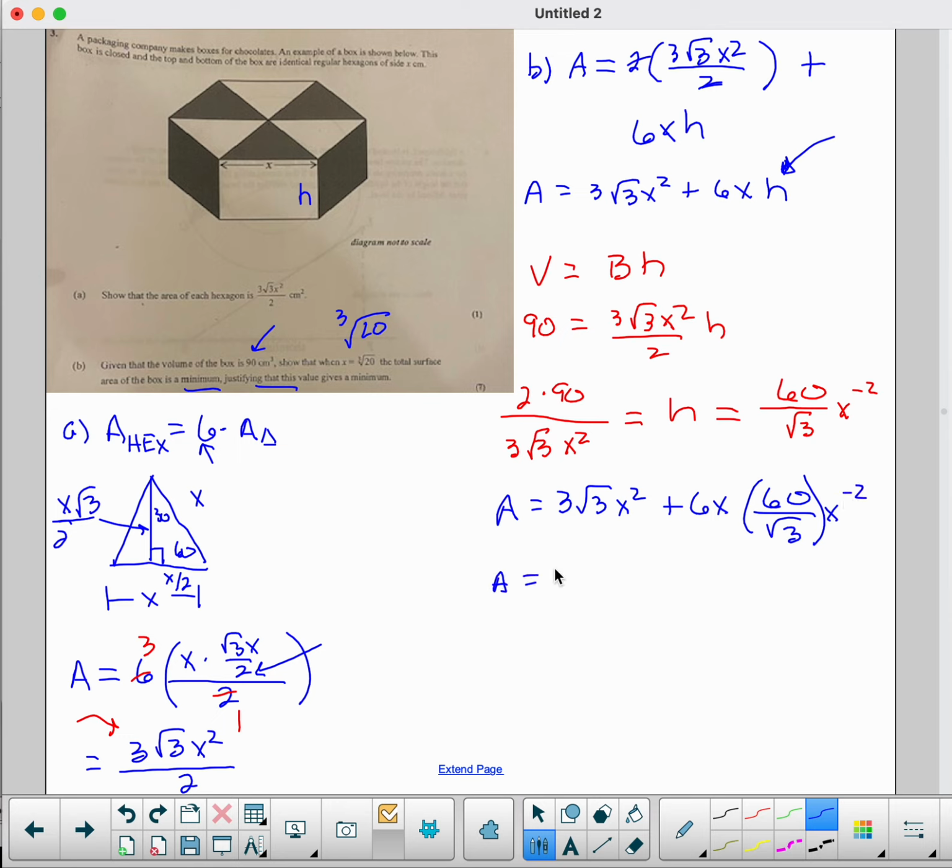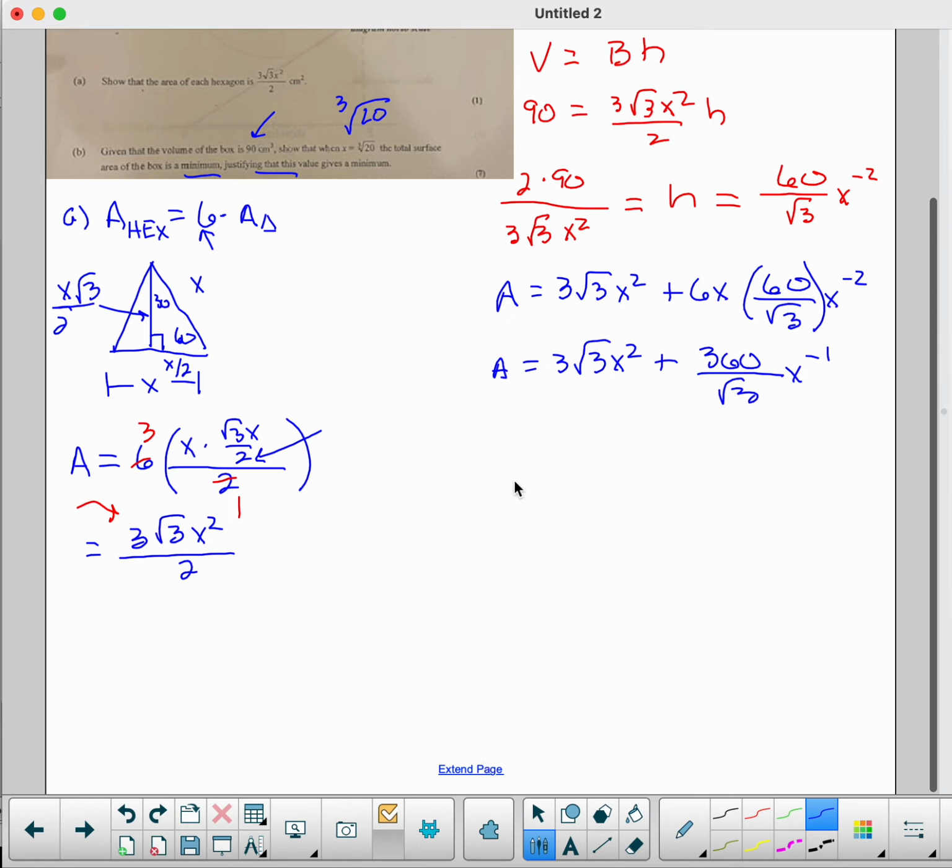Area equals 3 root 3 x squared. What's going to happen here? We're going to get 6 times 60 is 360. So plus 360, x times x to the negative 2 is x to the negative 1. Nothing happens with the root 3. There we go. All right, so now we're ready to take a derivative.